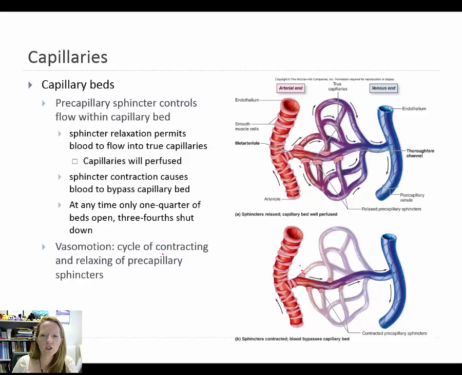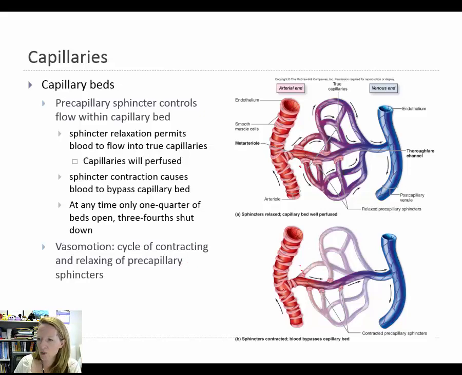So that's called vasomotion, this cyclic contraction and relaxation of precapillary sphincters, controlling the blood that's going in and out. But that's what those precapillary sphincters are doing. They're really the controllers of how much blood goes into these true capillaries. We'll get more into capillaries in another section here in a bit.